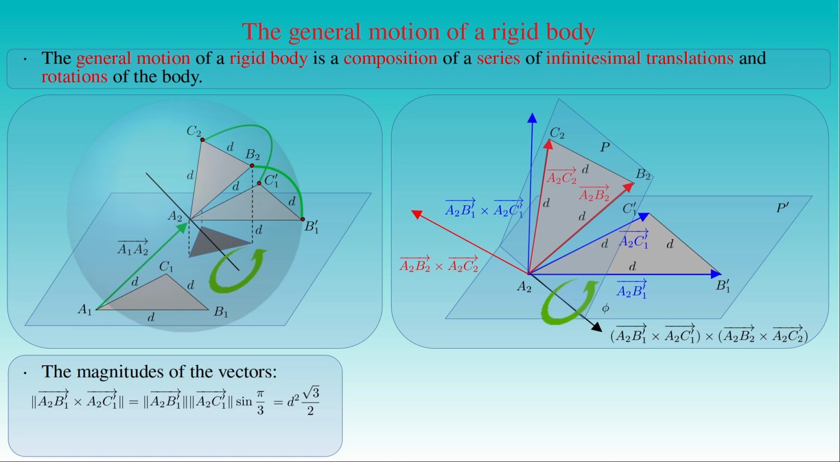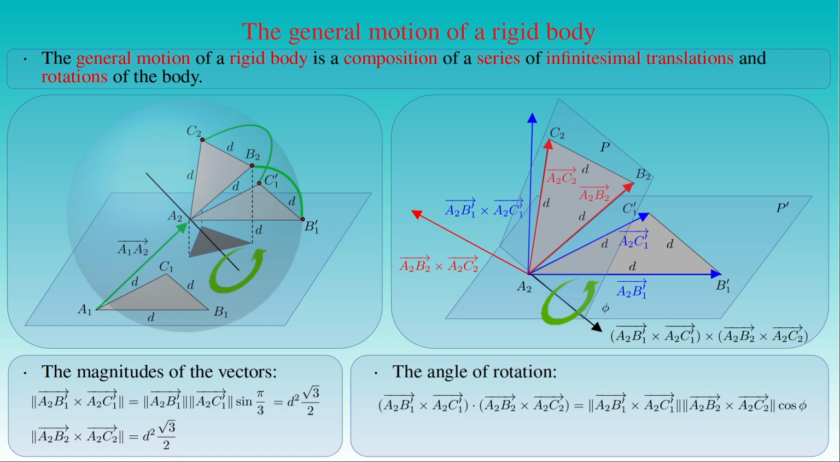The magnitude of the cross product of the vectors pointing from the corner A2 to the corners B2 and C2 is also given by d squared times the square root of 3 over 2 because the triangles are congruent. This result helps us to determine the rotation angle if we calculate the dot product of the normal vectors of the planes P and P', which can be written as the product of the magnitudes of the two normals, times the cosine of the angle phi measured between them.